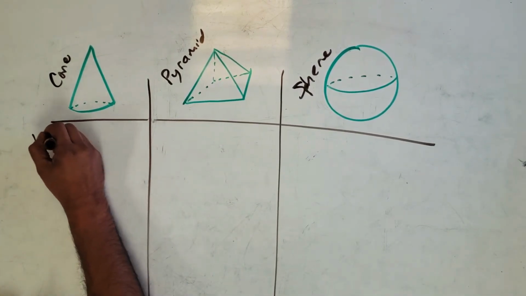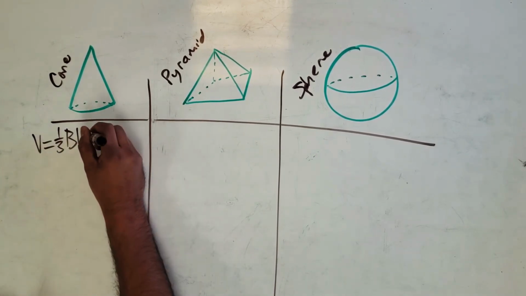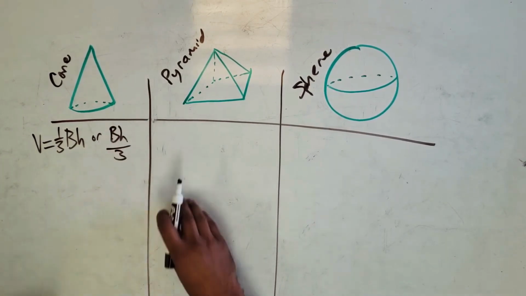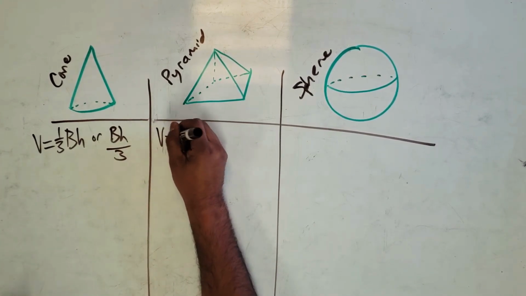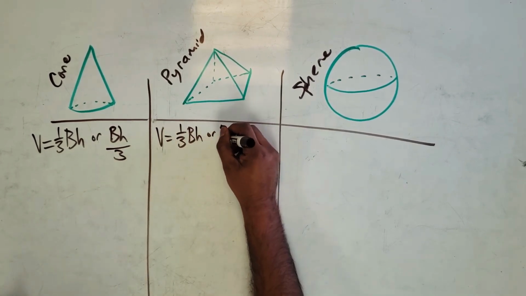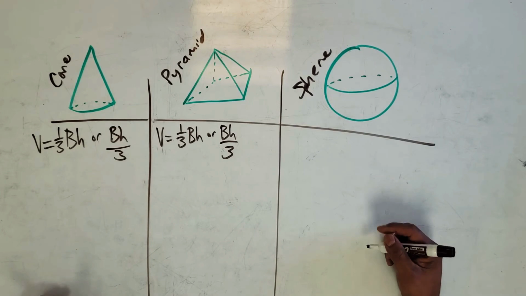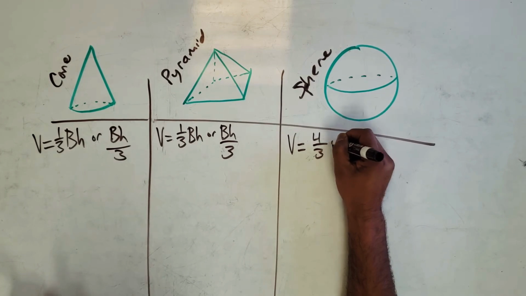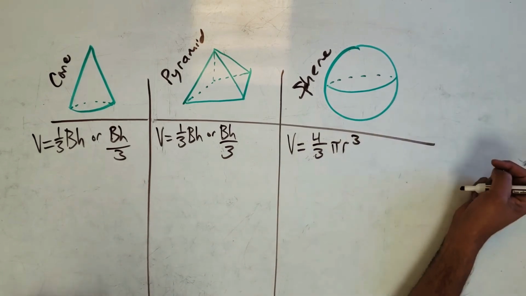For the cone, the formula is going to be V equals 1/3 big B times H. Or you can say just big B times H, area of the base times the height, divided by 3. For pyramid, it's going to be the exact same thing. V equals 1/3 big B times H, or big B times H divided by 3. And the sphere is the only one that has a special one. It's V equals 4/3 pi r cubed. So we are going to need the radius for this one.